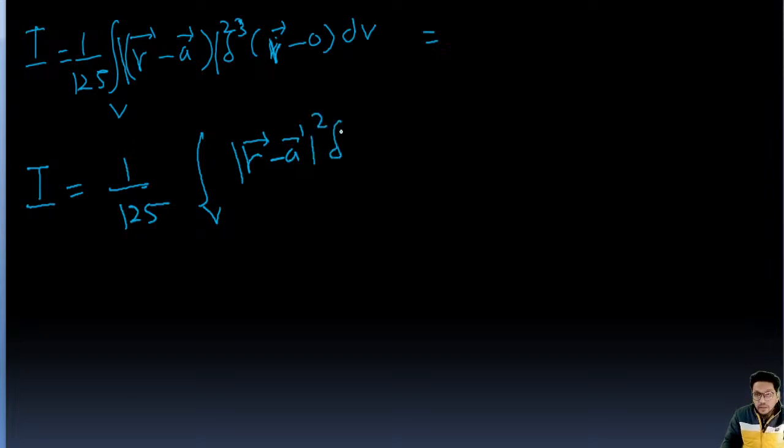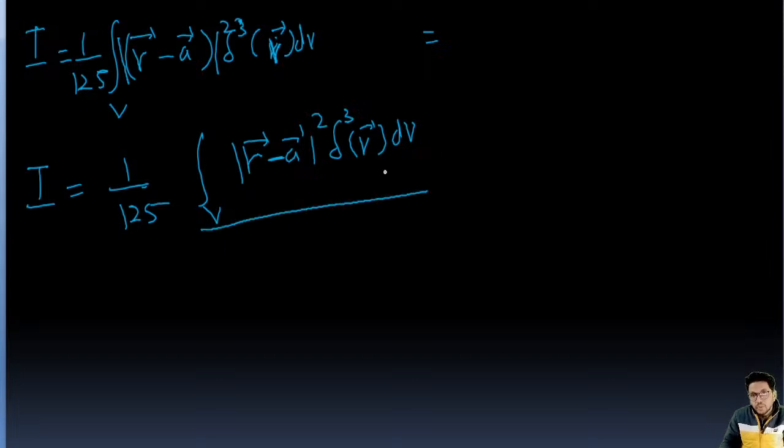Okay, δ³(r) δ³(r vector) dv. Okay, no need to write 0, dv, right? And this value I have already written in this property, this value is going to be 1.